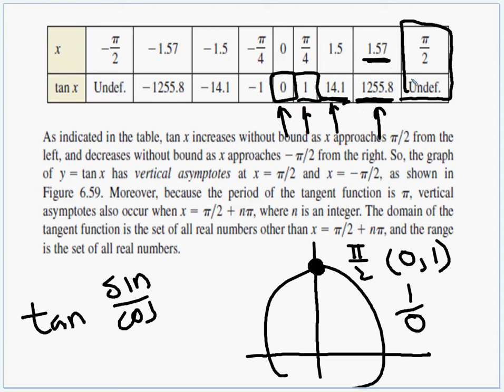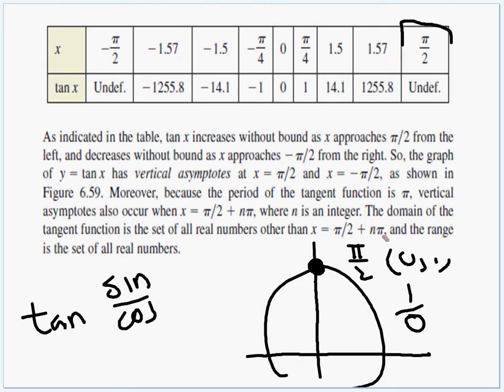And you know, we could keep doing that. These numbers are going to get bigger and bigger. They're actually going to get infinitely big. And right when we get to pi over 2, that would be undefined slope, perfectly vertical. So we have an undefined value there for tan.